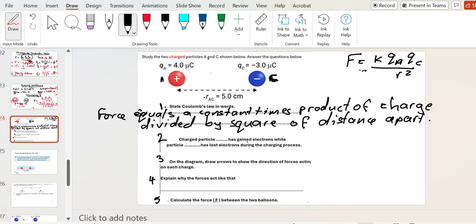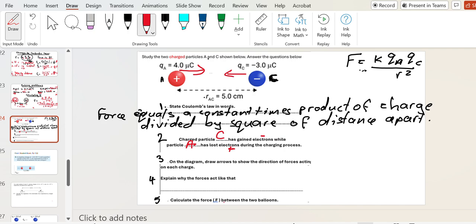Charged particle has gained electrons. Which one has gained electrons? Gain means, remember, electron is the minus. So which one is minus? It's C. It gained electrons because it's negative. While the particle that has lost electrons becomes plus. Which one is plus? It's A. On the diagram, draw the arrows. We did this question below. On the diagram, we said they are attracting, so they come together like this.